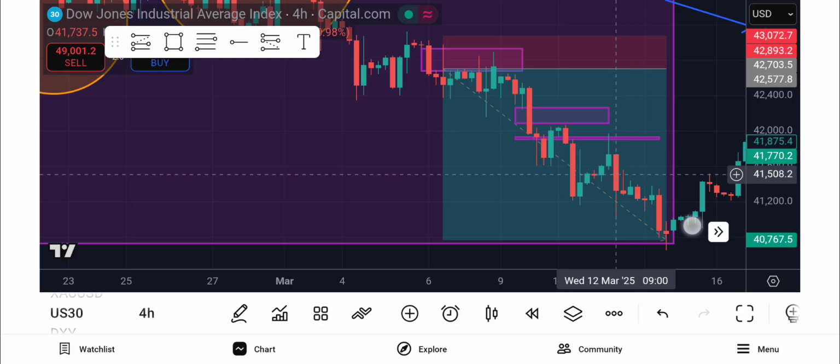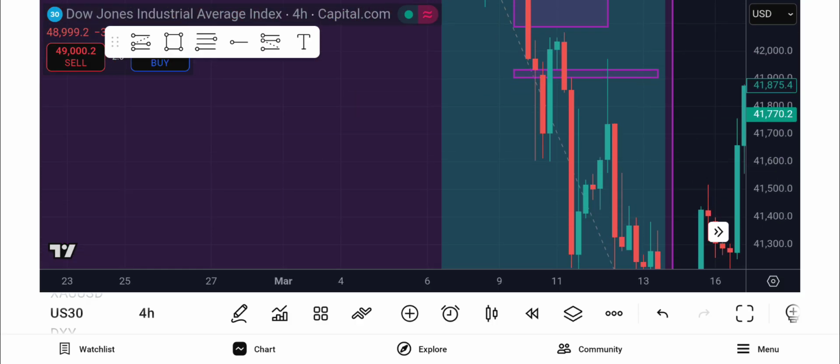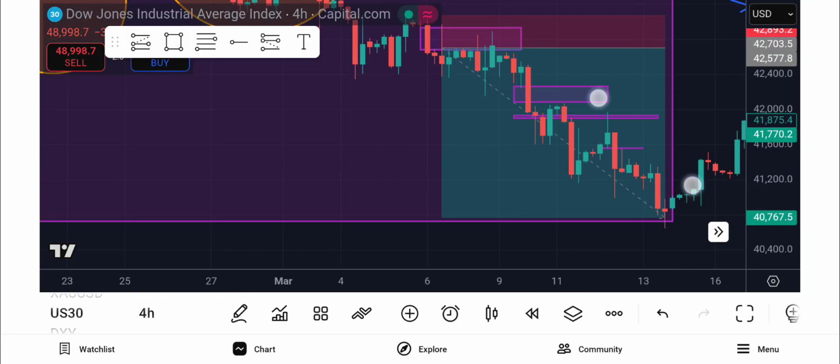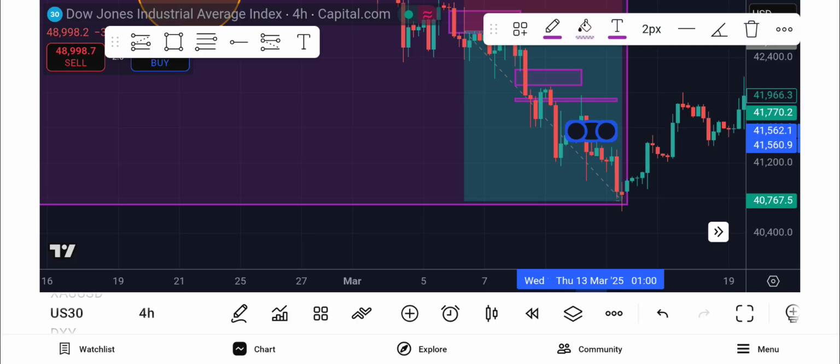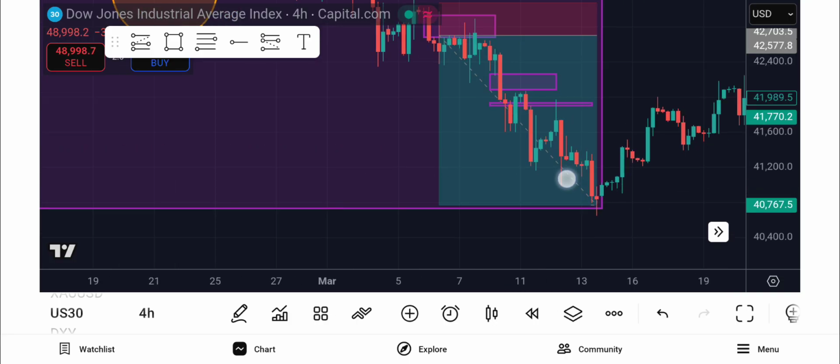Price really never gave another good entry. This is another fair value gap here. It's tiny, but again, you wouldn't enter this because price never gave way. See, it's a tiny little fair value gap. Actually, you could use this, but again, it's not good enough. I would just leave it alone. So price really never gave another entry before it started going back up.